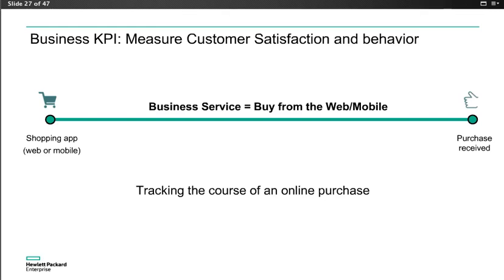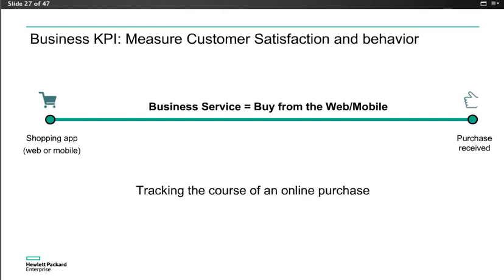The business looks at an example situation like a shopping application, where there is the business service, buy from web or mobile. It's really simple, and the measurement from the business perspective is, okay, how much I sell, how frequently I sell a new product. These are maybe KPIs that look at these numbers from the business perspective.